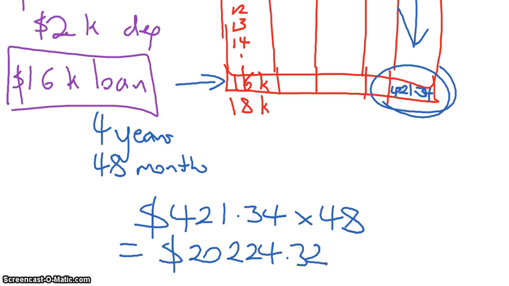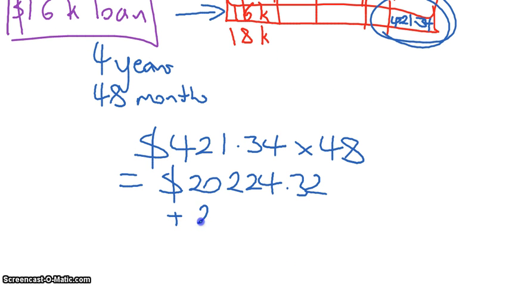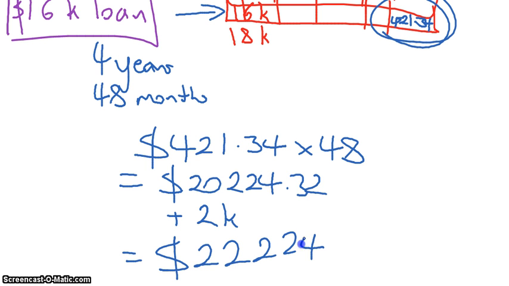Is that the amount he paid altogether? Why? What are we missing? Bingo, plus the 2,000. So the amount he paid altogether is $22,224 and 32 cents. Does that make sense? You didn't use the deposit when you worked out how much he borrowed, but you do have to add it back because he did actually pay it. Cool? So you don't have to do anything with the interest rate in this particular case.